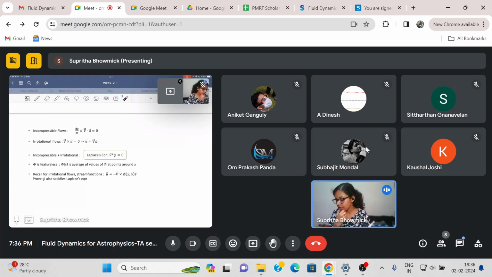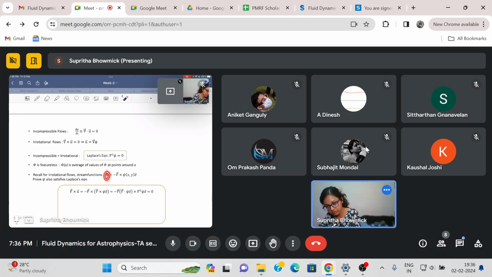Now remember that for 2D flows we could write u as the curl of some scalar function psi z cap. For irrotational flows, it's possible to prove that psi also satisfies Laplace's equation. How would one start proving that? One would take the curl of u, where u is already defined like this. So one would basically get curl of curl of psi z cap. Now the curl of the curl of a vector is the gradient of the divergence of the vector minus the Laplacian of that vector. But can you tell me what this will be?